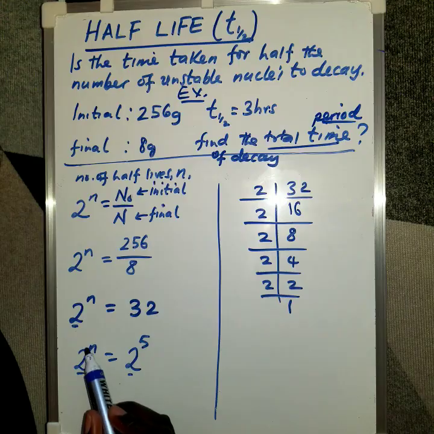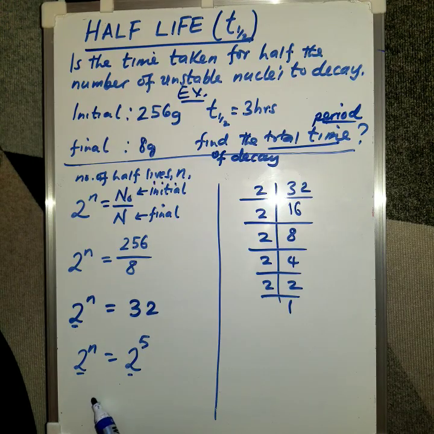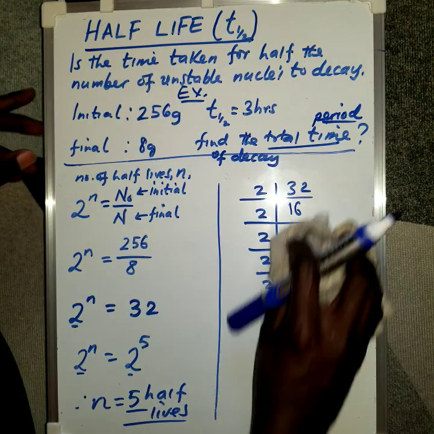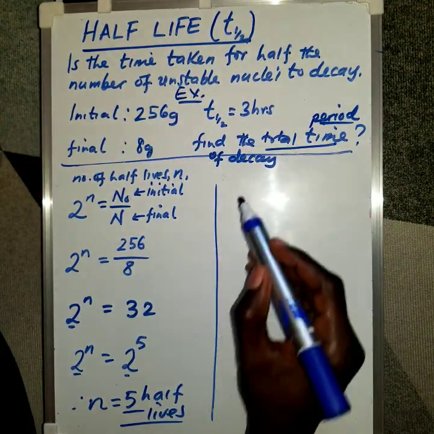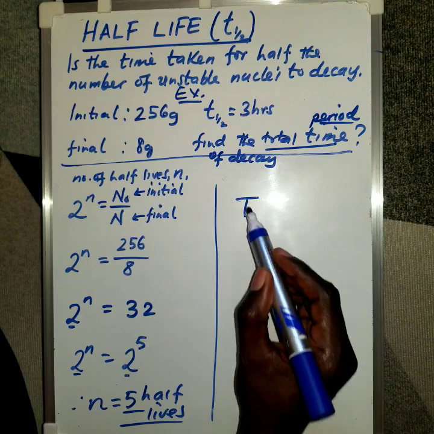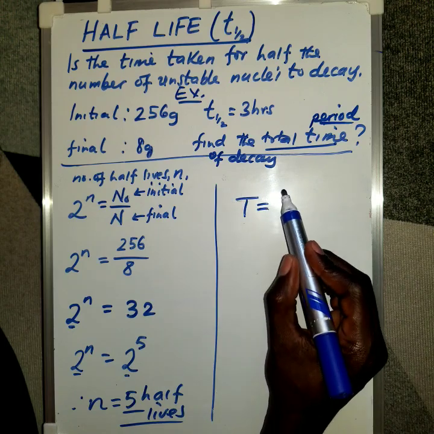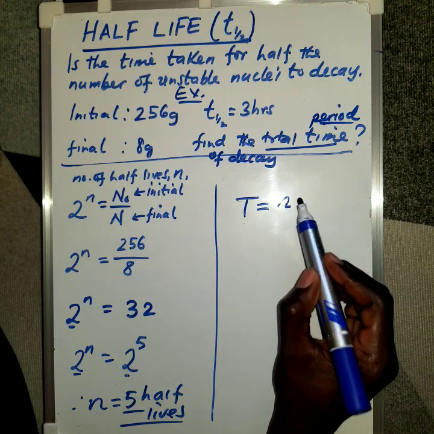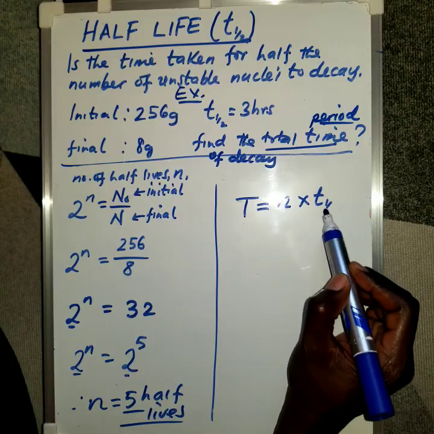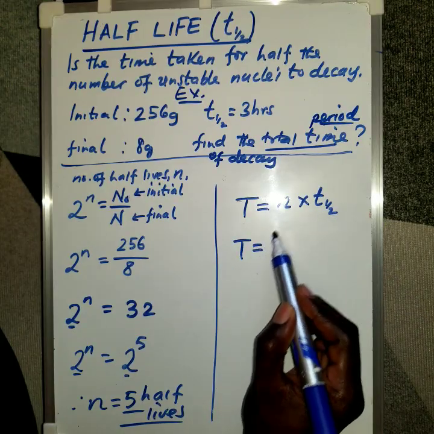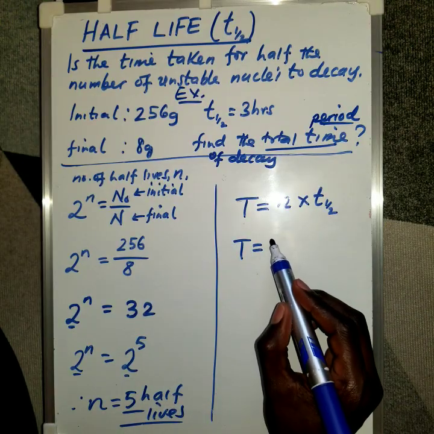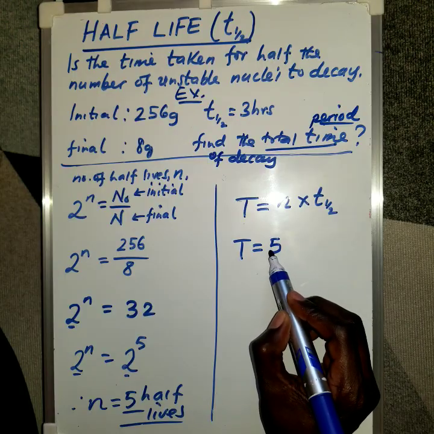But because the bases are the same, you compare the powers. So meaning that n is equal to 5 half-lives. Remember, even in our previous video, this is what we got. We got 5 half-lives. So once you get the 5 half-lives, now you can know the total period of decay. Remember the formula: the total period of decay is equal to the number of half-lives multiplied by the half-life of the sample.